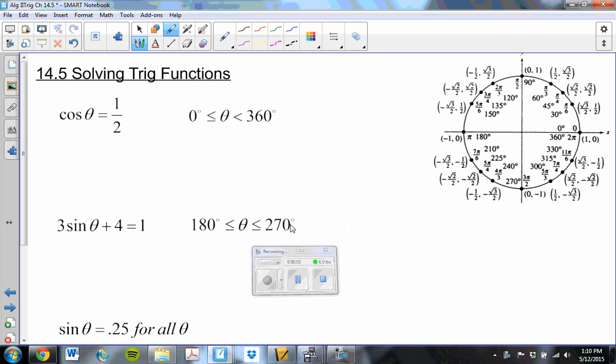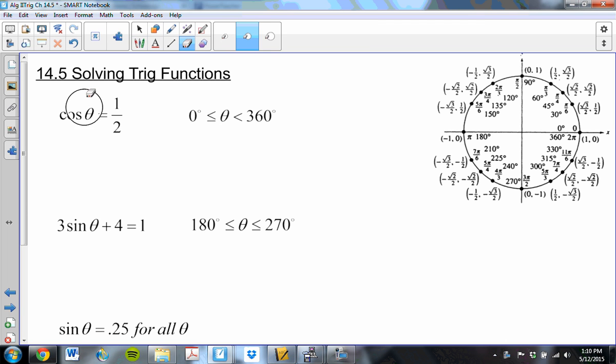14.5 is solving trig functions. I think I'll make two videos actually, one when we solve basic ones, then as we get more complicated I'll make another video. Basically we're trying to solve for theta. Our goal is always to get this variable, x or theta or whatever it is, by itself.